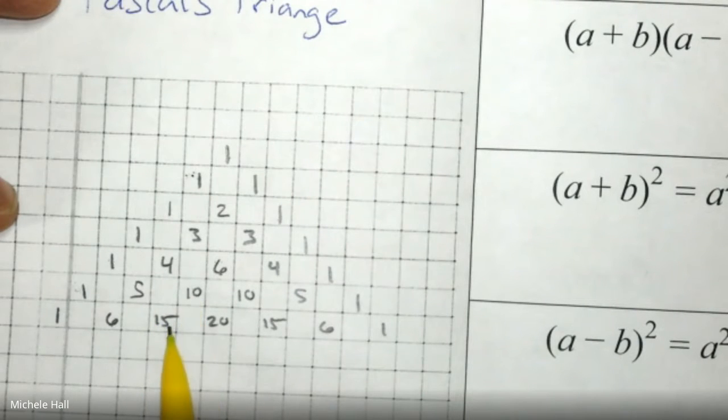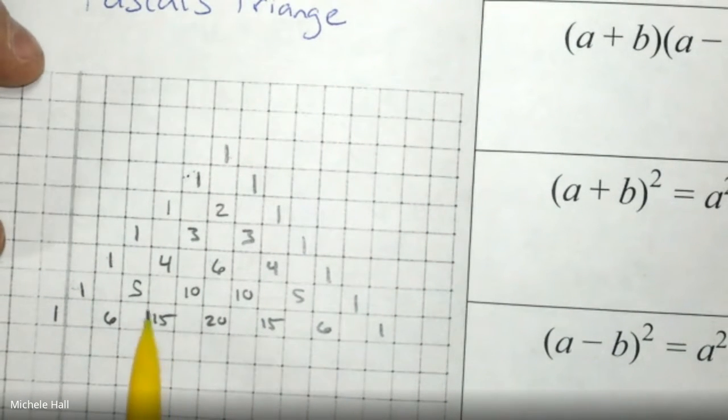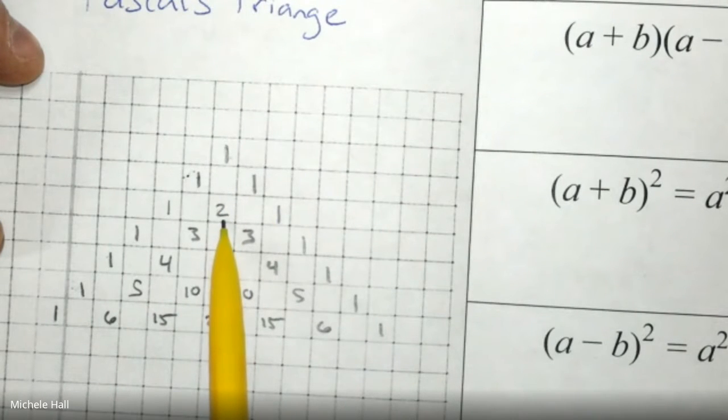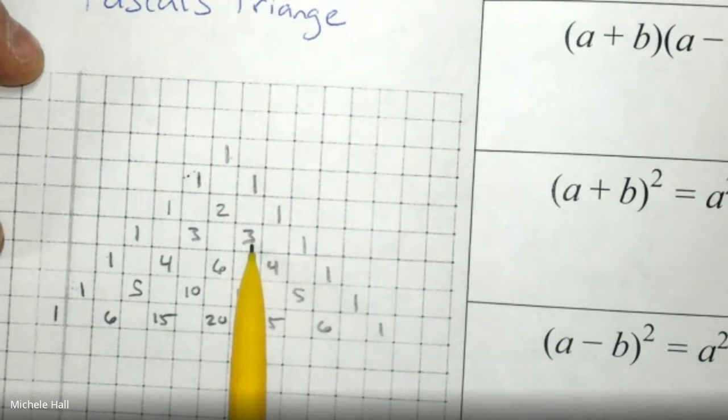5 and 10 is 15. 10 and 10 is 20. 10 and 5 is 15. You're just adding the numbers above it. Right here, we had 1, 1, 1. It was 1 plus 1 is 2. Move down. 1 plus 2 is 3. 2 plus 1 is 3. You're looking at the two numbers above it.